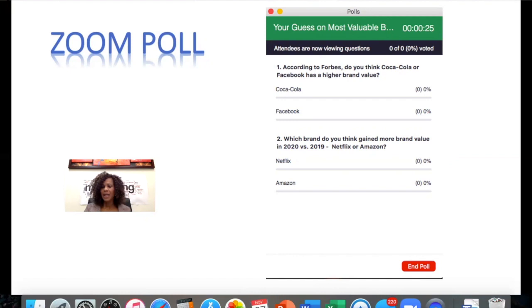Quick guess. Second question is, which brands do you think gained more brand value in 2020 versus 2019? Netflix or Amazon? As we all know, many brands did better during the pandemic, some worse. So you might want to think about that as you're doing your guess. And again, we'll go over that a little later in class.